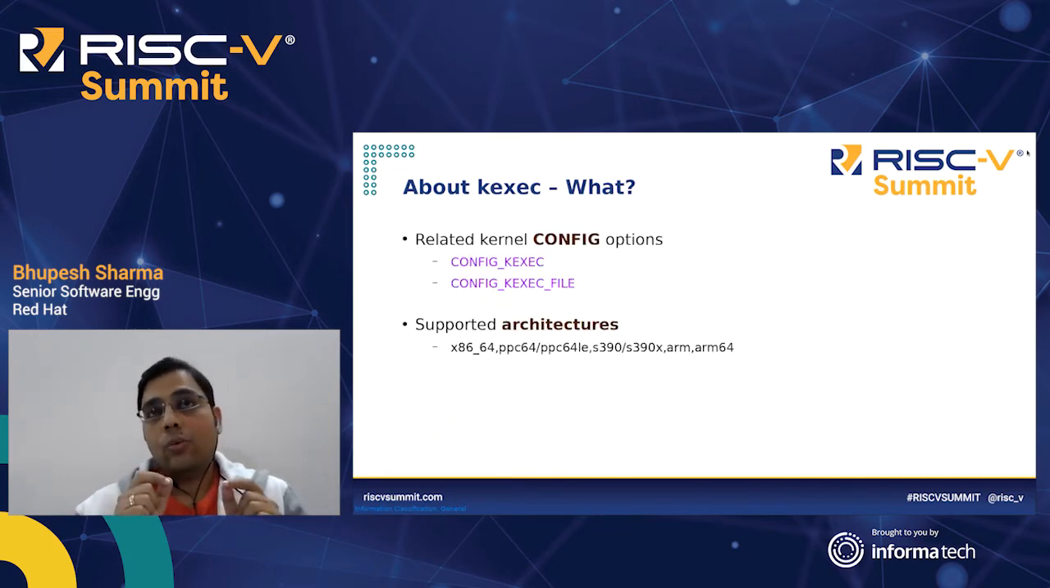There are two important kernel config options which enable the kexec functionality. These are CONFIG_KEXEC and CONFIG_KEXEC_FILE respectively. Kexec is currently supported on several architectures, for example x86_64, PowerPC 64, both the little endian and the big endian variants, S390 and S390X, that is the IBM Z series, and ARM 32-bit and ARM 64. You will notice here that I have not kept RISC-V in the above list. And why is that? Well, more on that further on.